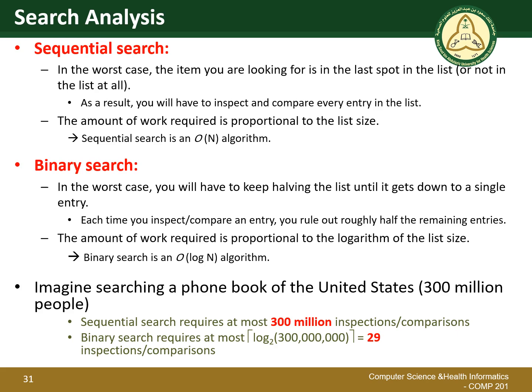At the end, we have a simple example. Suppose that we have a phone book of 300 million entries. The sequential search algorithm requires at most 300 million inspections, while binary search requires at most 29 inspections in case the list is ordered. Otherwise, we need to apply an efficient sorting algorithm before using binary search.